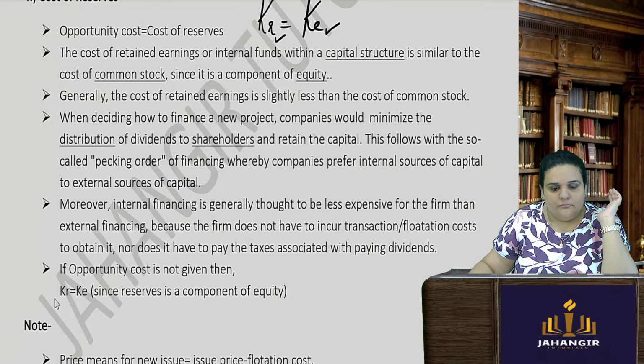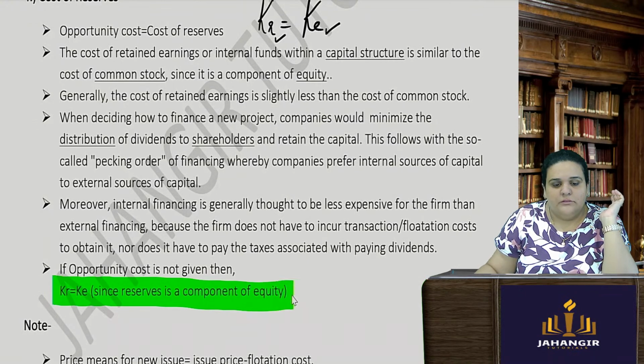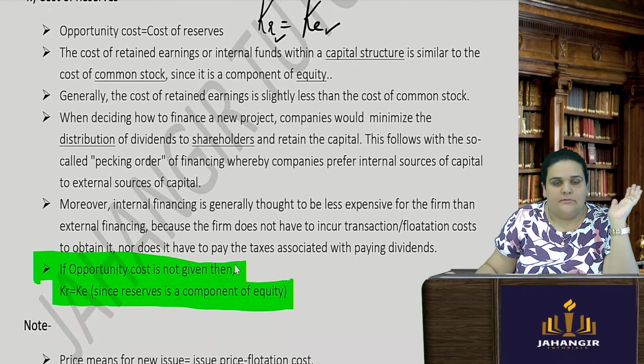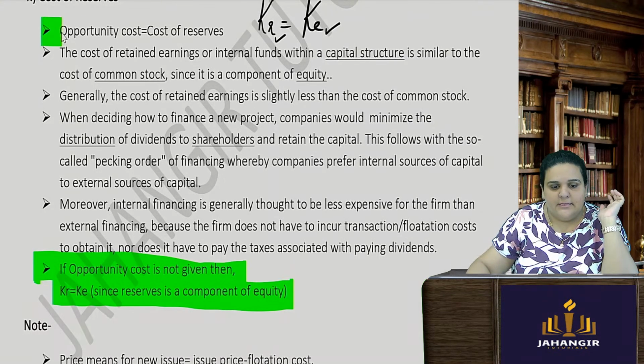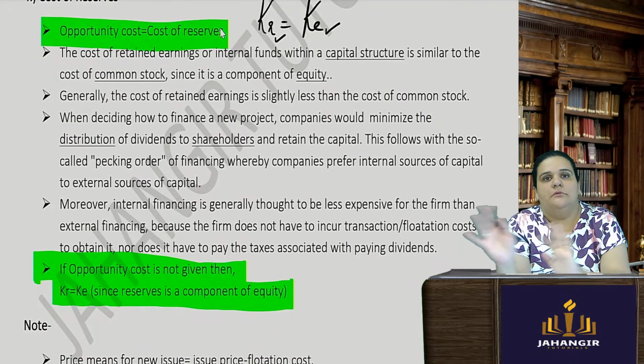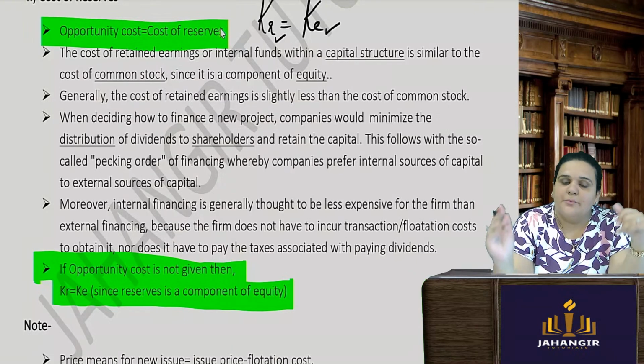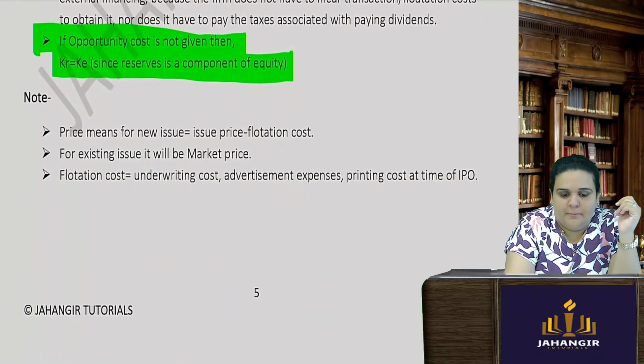See here, just this last line you all know. That's it, the first line and the last line. Done. Opportunity cost is cost of reserve, but if opportunity cost is not given, then cost of equity is cost of reserve. Simple.